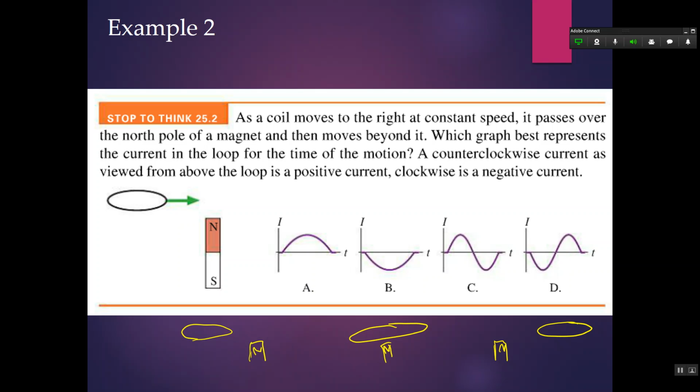All right, and this magnet's not moving, and there's nothing changing about my magnet, so my magnetic field lines are always going to remain the same. I'm always just going to draw 3 in this situation. In the question, it says a counterclockwise current viewed from above is considered to be positive, and clockwise is going to be considered to be negative.